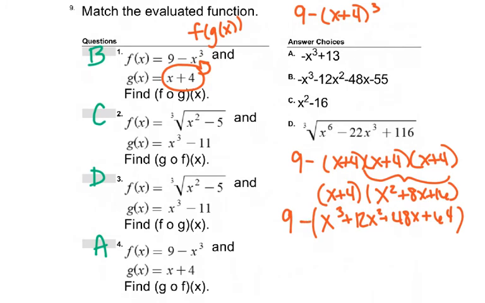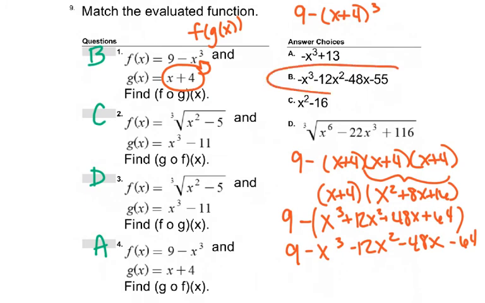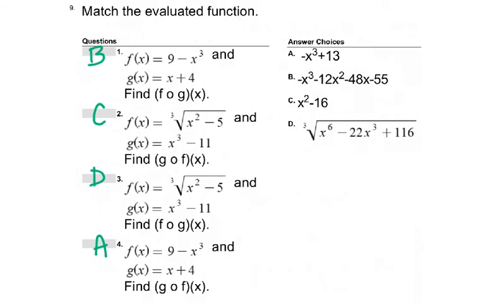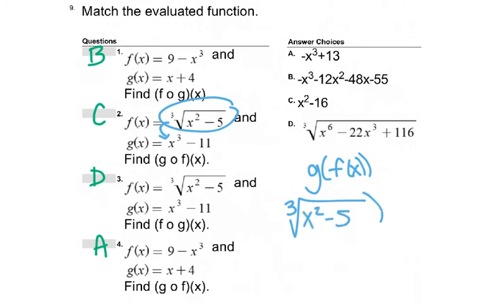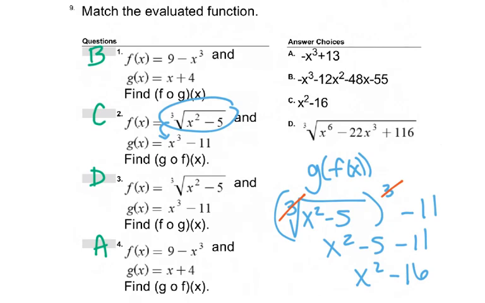And now, because that's a negative, I got to distribute the negative to everything. And my only like terms are 9 and negative 64, so that's how I end up getting that. Okay, so for number 2, it says g of f. So it's telling me to take the f equation and plug it into the g equation. So everywhere I see an x, I'm going to write the cube root of x squared minus 5. That goes together. That's being cubed, and then minus 11. So the nice thing is a cube root and a cube cancel each other out. So I'll have x squared minus 5, then minus 11, and negative 5 minus 11 is minus 16. So that's how I got C.